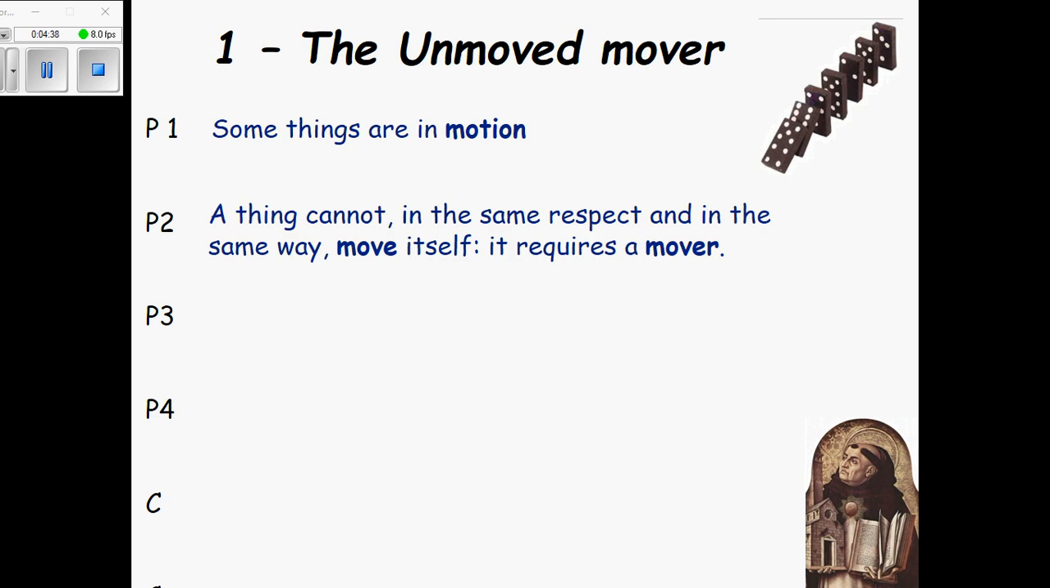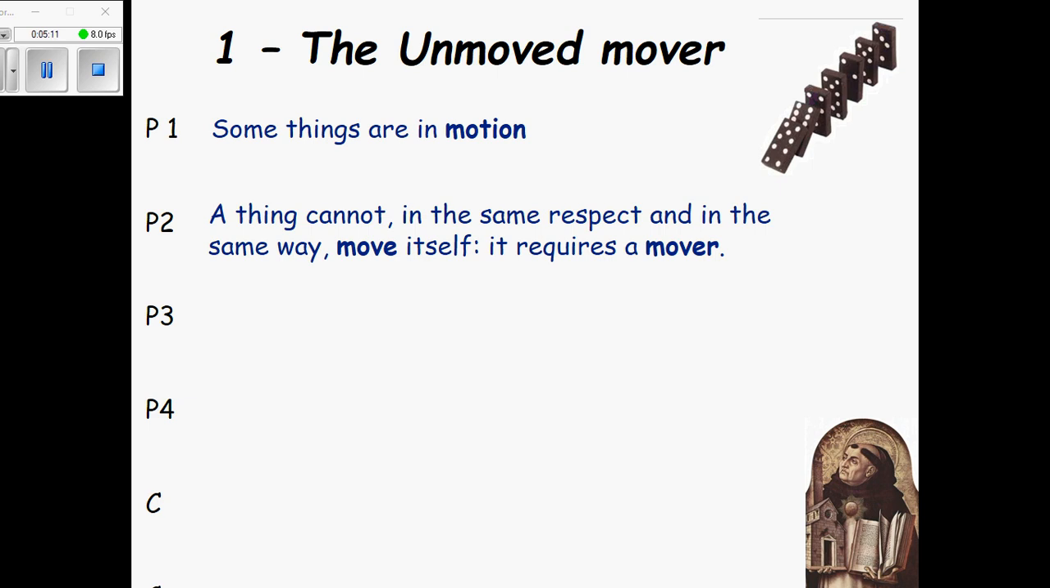Next premise, a thing cannot move itself. This is quite interesting. What Aquinas is saying here is that to move requires something that came before you to move you. So if we see a rock moving, it must have been pushed or it must be that gravity is pulling it. But something can't just randomly move itself.